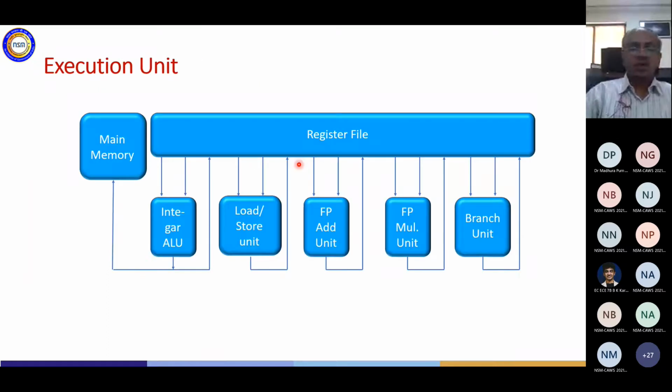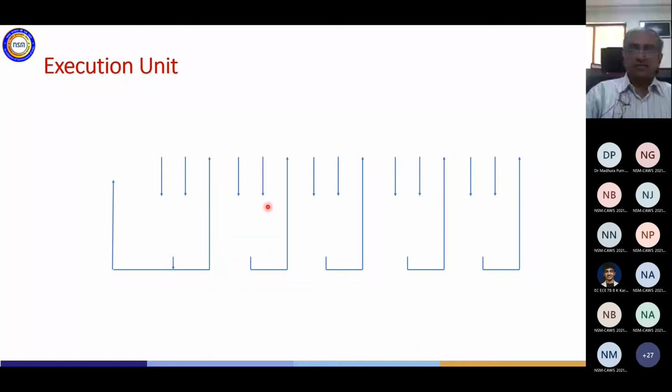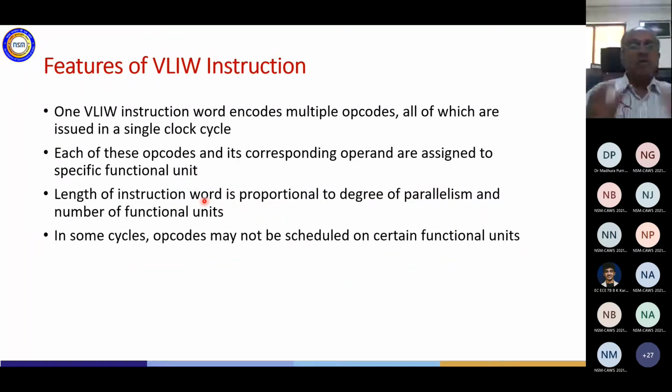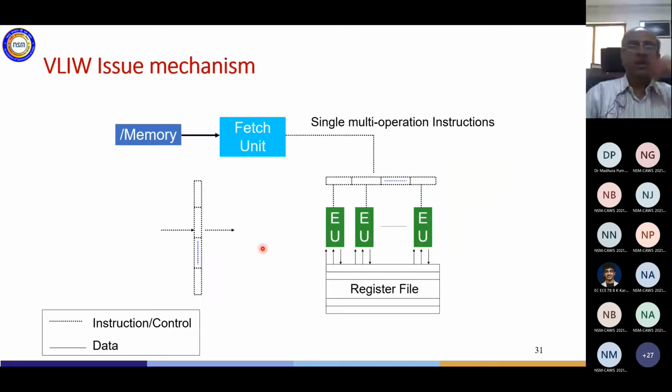Every instruction is assigned to one unit. How many instructions can one word have? It depends upon the degree of parallelism. And it's not necessary that, suppose one word has 6 instructions, every word will have 6 instructions. There may be some missing items. Why? Because of the dependency, because of the scheduling algorithm. So here it makes it clear.